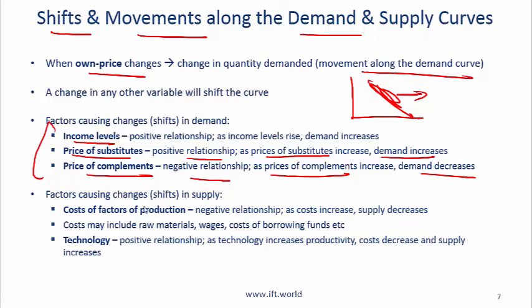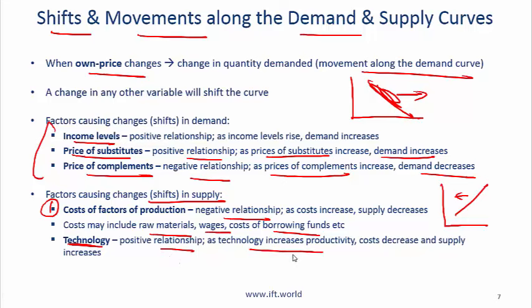What are factors which cause shifts in supply? Number one is costs of factors of production. There is a negative relationship. As the costs increase, the supply curve will decrease. In other words, the supply function will move left. Costs may include raw materials, wages, cost of borrowing funds, and so on. With technology, there is a positive relationship. As technology increases productivity, costs decrease and supply increases.